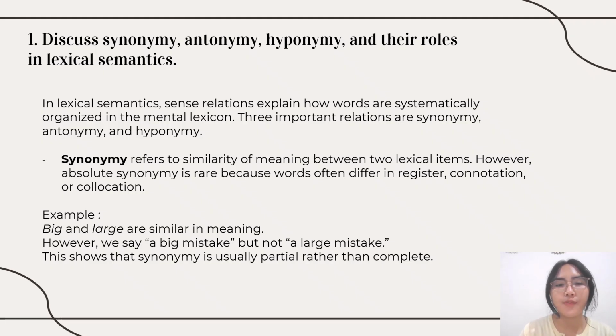Synonym refers to similarity of meaning between two lexical items. However, absolute synonymy is rare because words often differ in register, connotation, and collocation. An example is big and large, which are similar in meaning. However, we say a big mistake but not a large mistake. This shows that synonymy is usually partial rather than complete.